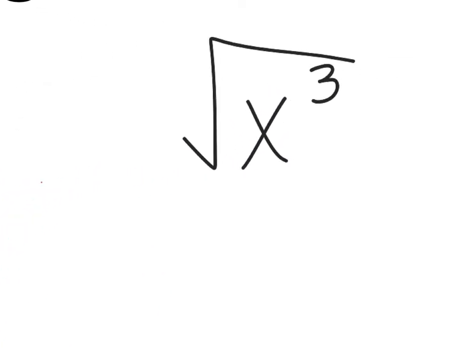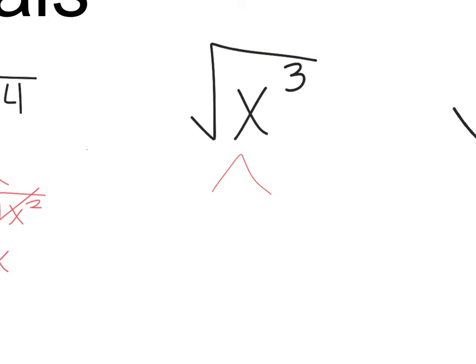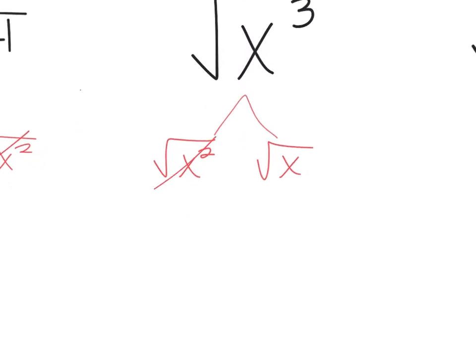Now, x to the 3rd power, this one's a little different. I'm going to break this up into things that do have perfect squares. So this would be x squared, and then you have 1 x left over because there's 3 total. So the square root of x squared is x, and you can't break apart the square root of x, so I'm just going to drop it down, and that would give you x square root of x.